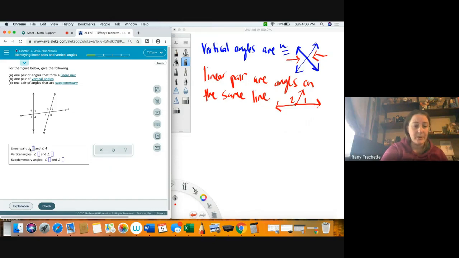Ooh, they switched my order here. I almost put that in the wrong spot. So vertical angles is actually part B here. So make sure you're paying attention where they want you to put it. Because part A is actually the linear pair. So I'm just going to go with this first one that I come across, which is 2 and 3, because they're both on this line together.